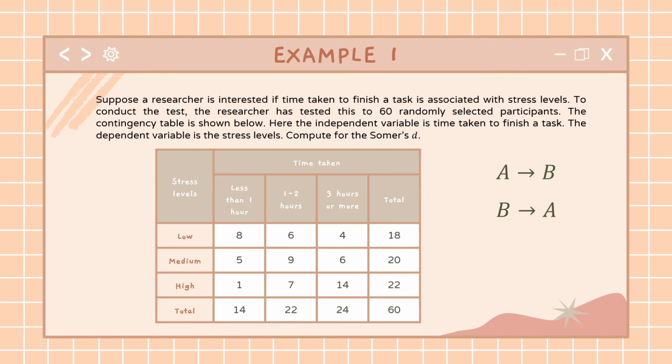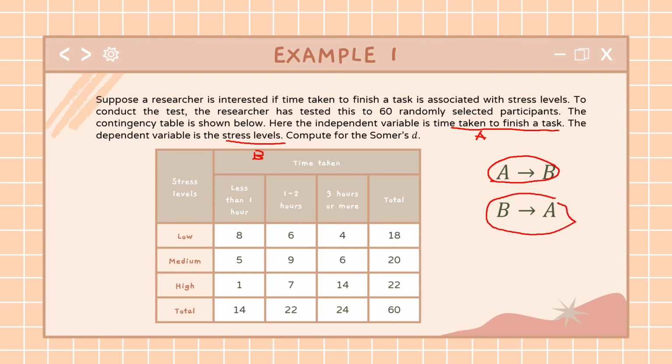So, for this one, as previously mentioned, important na identify natin yung variable A at variable B. So, for this one, sinasabi natin na yung independent natin ay time taken to finish a task. And your dependent is stress levels. So, meaning, yung independent variable natin, this one is A, at ito, si B. So, ito yung form na dapat follow natin dito.